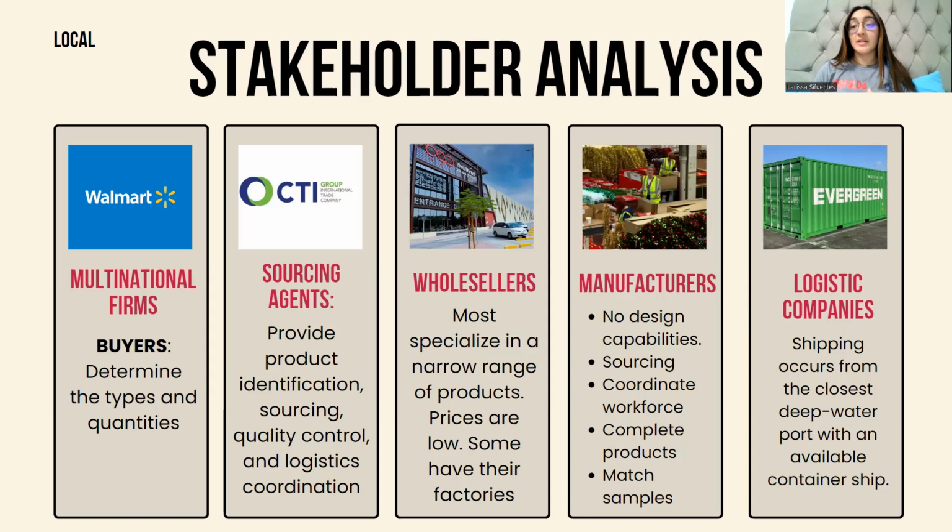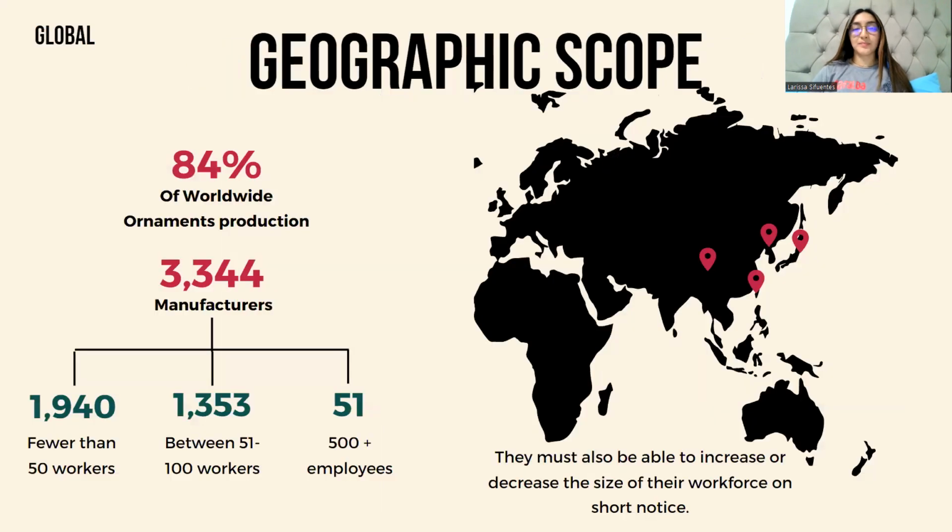Wholesalers specialize in a narrow range of products and have low prices. Why? Because manufacturers have no design capabilities. That's why they need samples and molds, because they just focus on sourcing, coordinating the workforce, and completing the products, matching the samples. That's it. And the logistics company, in this case Evergreen, just makes the shipping, which secures from the closest deep water port with an available container ship.